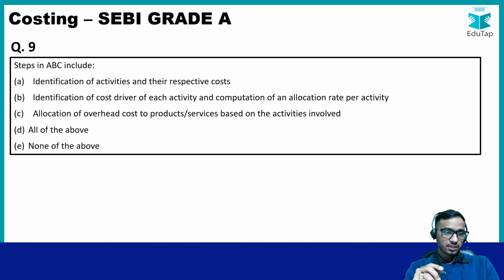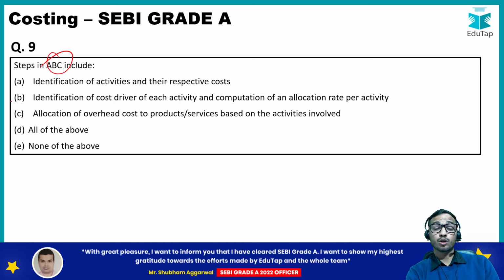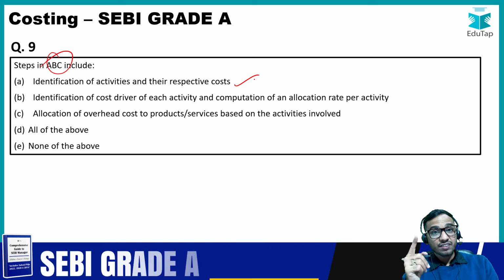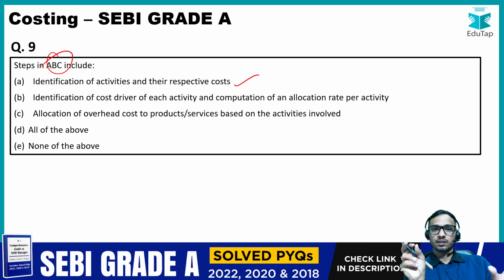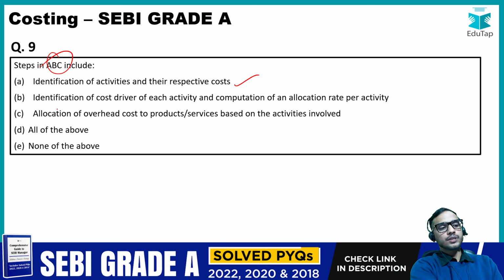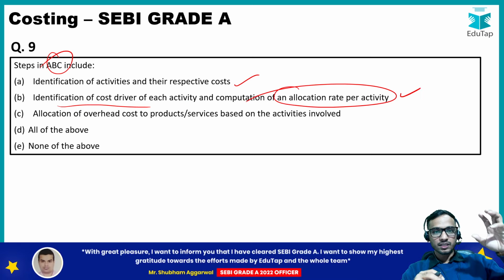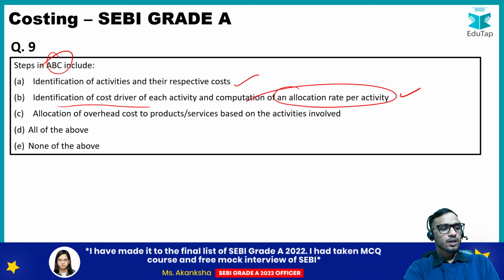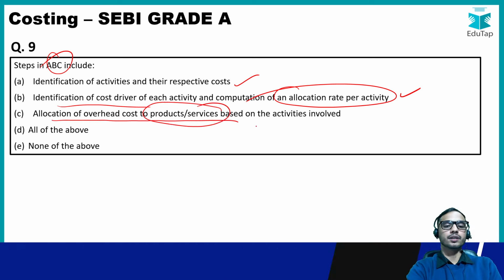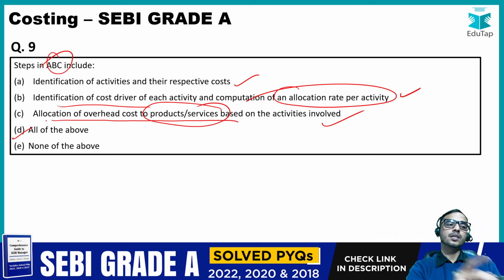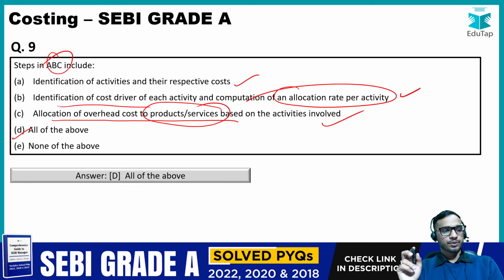Now we have the 9th question. Steps in ABC, that is activity based costing, include what? We have studied the steps in ABC. Identification of activities and their respective cost. Absolutely correct. Identification of cost driver, which is causing the cost of this activity to go up or down. So that is identification of cost driver and computation of an allocation rate per activity. This is also absolutely correct. Then this rate will be absorbed by the product. Allocation of overhead cost to products and services, absolutely correct, based on the activities involved, right? The example we saw and the steps we saw. So option number D is the correct answer here, all of the above, right?